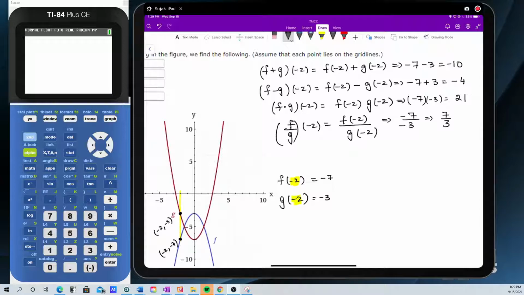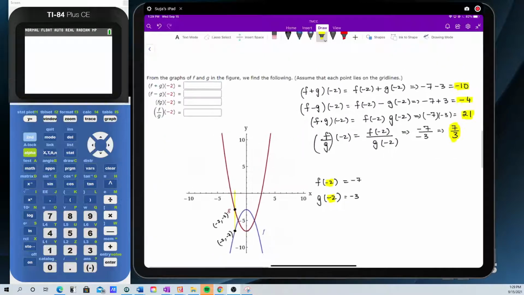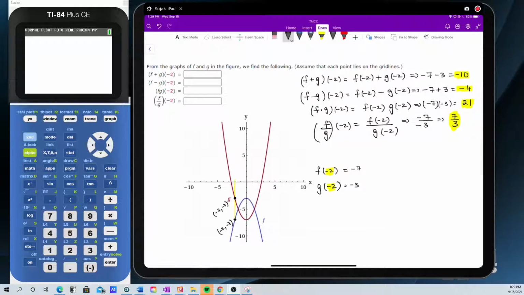I don't know if you have to convert this into a mixed number when you input in the problem. You can just do accordingly as WebAssign needs it. The first answer is negative 10. The second answer is negative 4, 21, and 7 over 3.